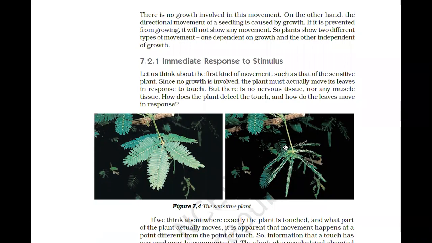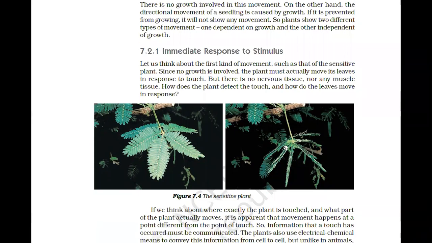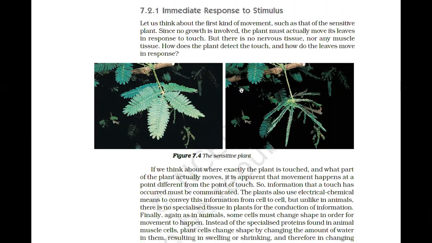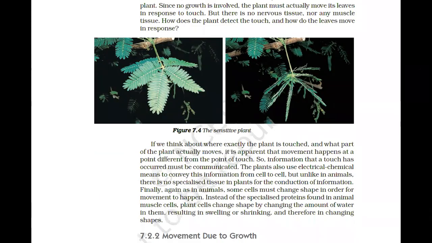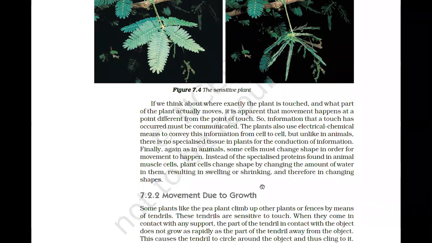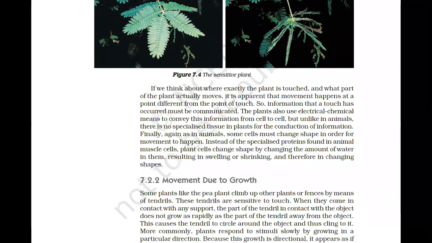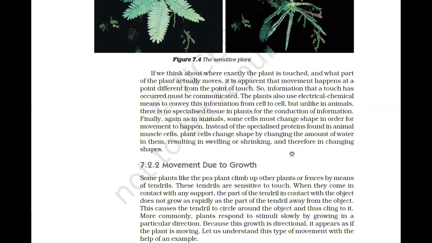Immediate response to stimuli. Let us think about the first kind of movement, such as that of the sensitive plant. Since no growth is involved, the plant must actually move its leaves in response to touch. But there is no nervous tissue or any muscle tissue. How does the plant detect the touch and how do the leaves move in response? If we think about where exactly the plant is touched and what part of the plant actually moves, it is apparent that movement happens at a point different from the point of touch. So, information that a touch has occurred must be communicated.